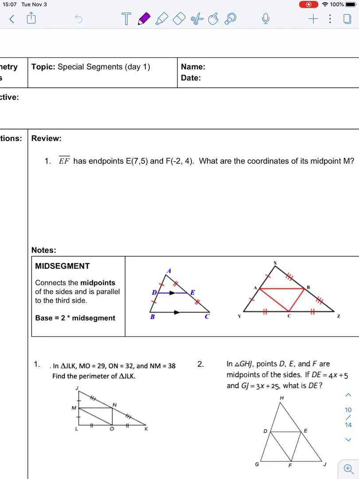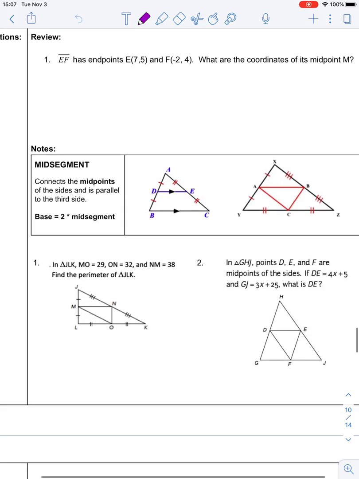Today we're going to talk about two special segments of triangles, and we'll talk about other ones on another day. But today we're going to talk about a mid-segment and a median. Both of those involve a midpoint, so we have to remember that. A midpoint is the point that's in the middle of the segment that splits it into two congruent pieces.